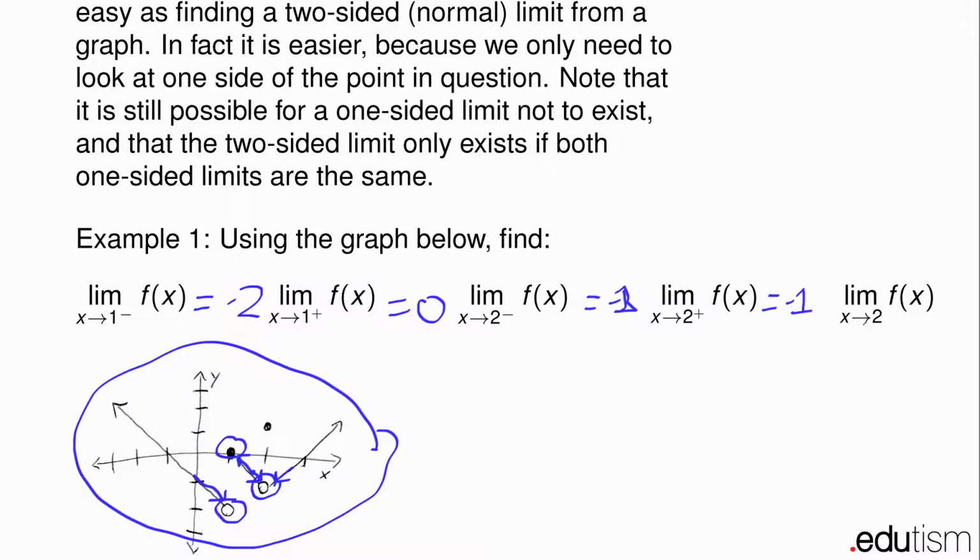Now this limit as x goes to 2 of f of x, that is a two-sided limit. To figure out what the two-sided limit is, we look at the two one-sided limits, here and here. Both one-sided limits are the same, which means the two-sided limit exists, and it is -1.